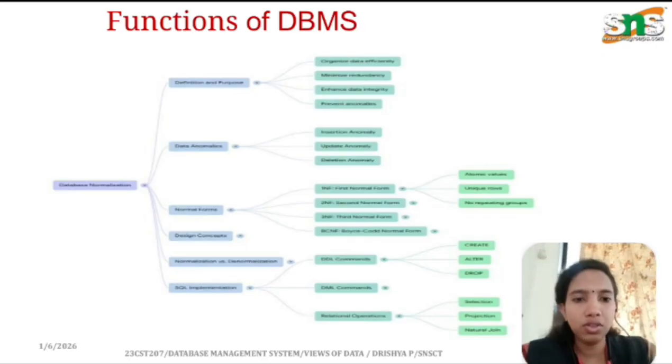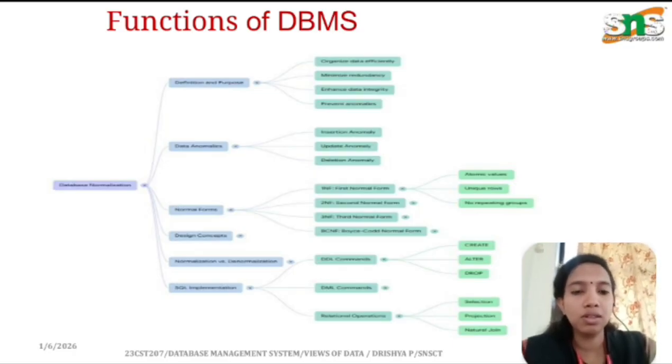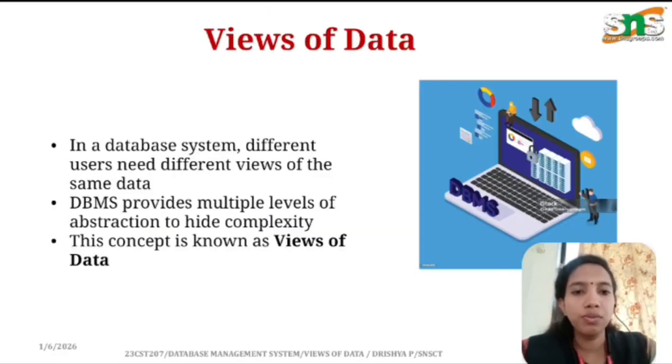And these are the functions of DBMS. This is a mind map of database management system. It covers all the database management system syllabus in this single image. Okay, so the first one is views of data.